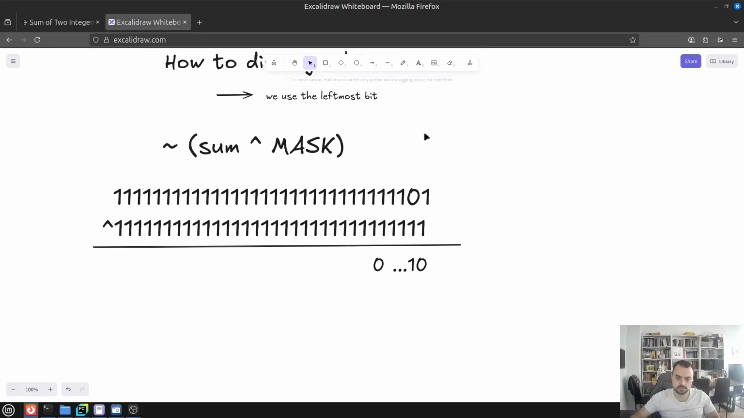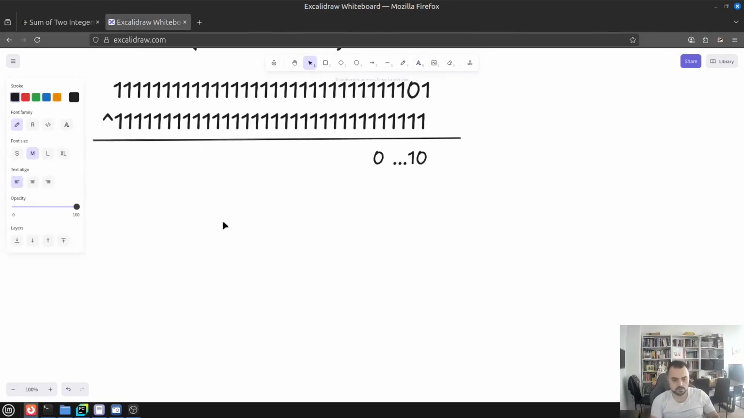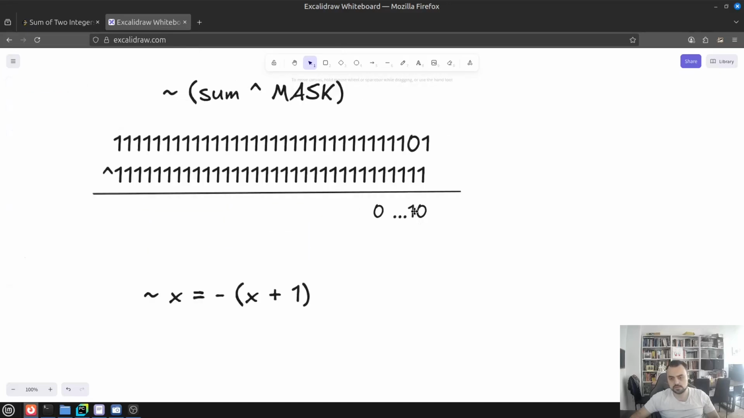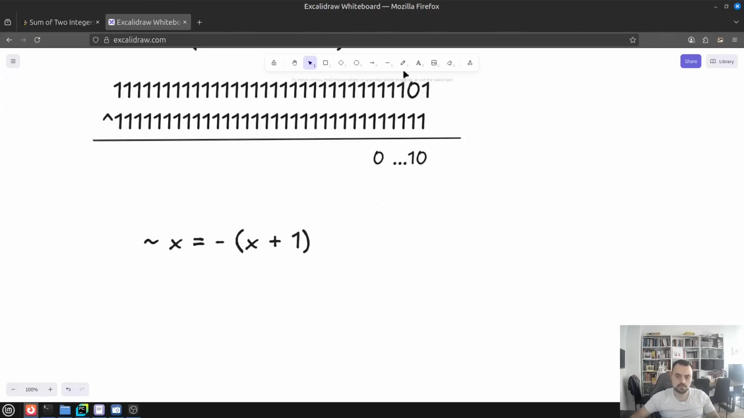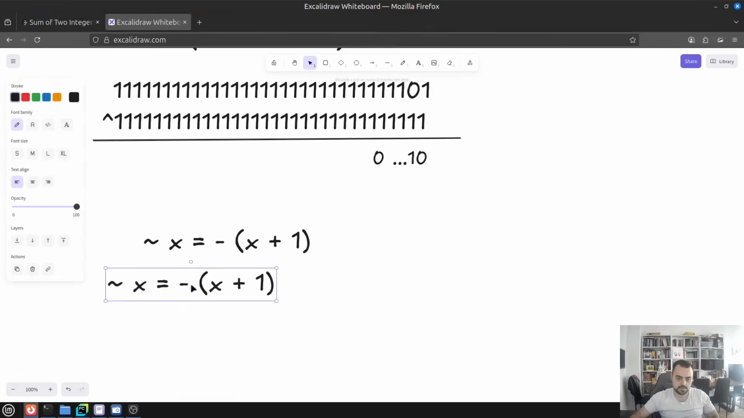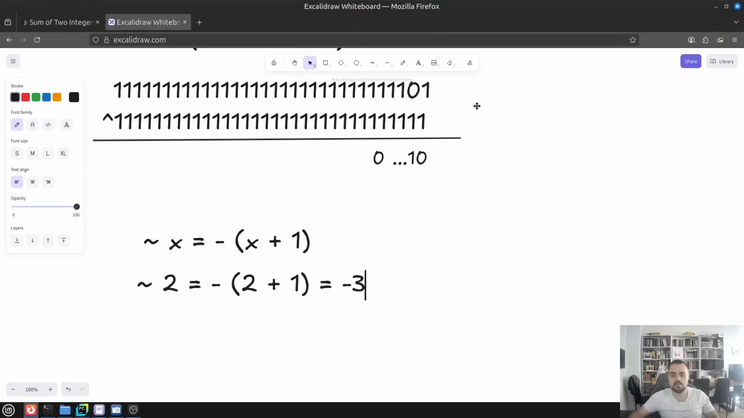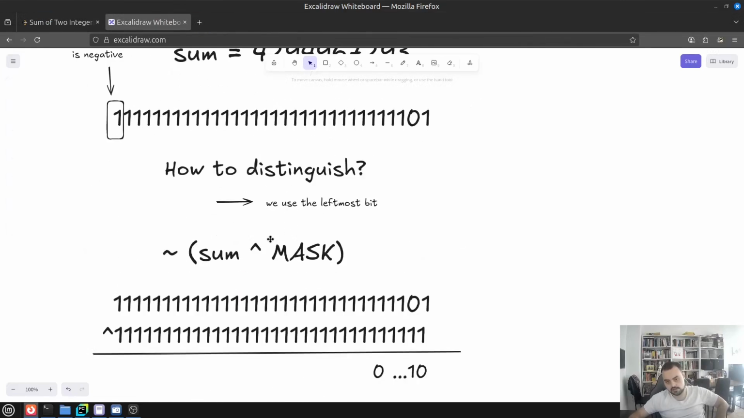And then we do the bitwise negation, which in Python in particular gives the following result: x plus 1. So what is the result from this operation? The result from this operation is 2. So in our case, we'll have 2, and we use the formula 2 plus 1 is 3, and we end up with -3. That's it. So that's the way we handle negative numbers.